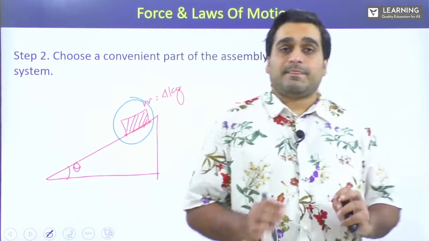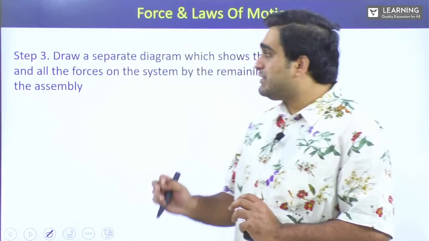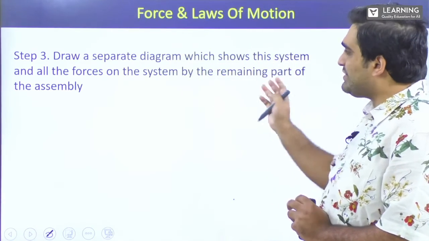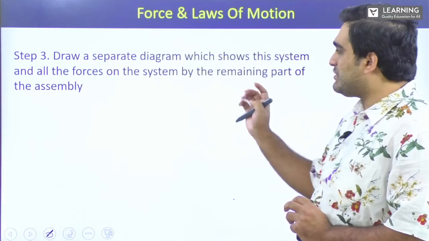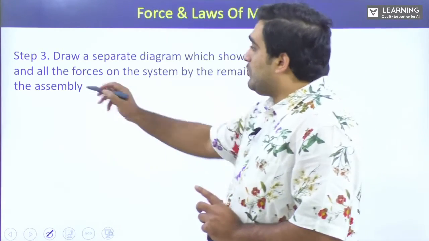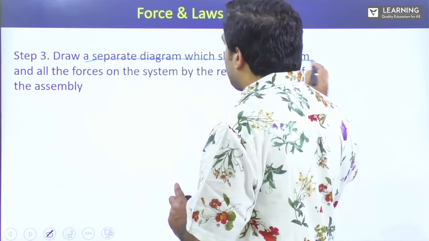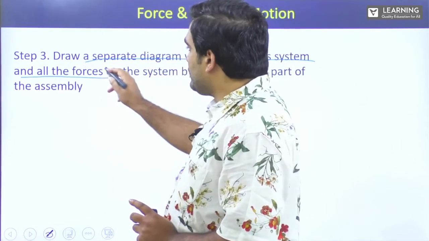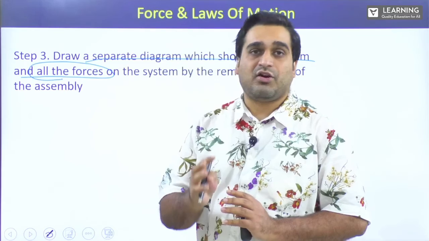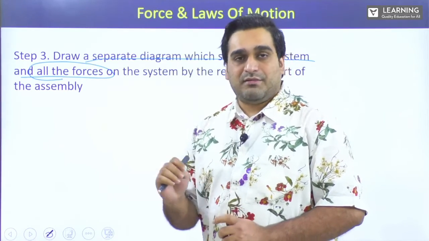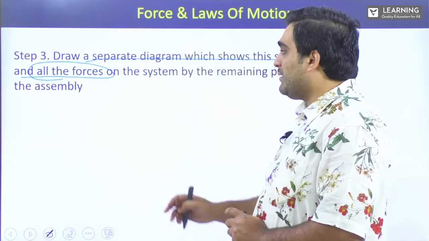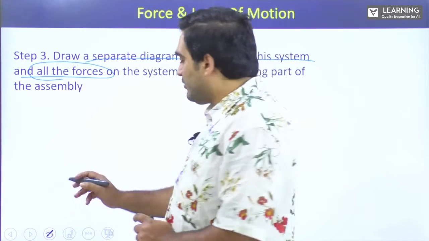Next, step number 3: draw a separate diagram which shows this system and all the forces on the system by the remaining part of the assembly. Here you try to show all the forces that are acting on that system. Now remember, the system that we considered here is the block. So what are the various forces acting on the block?